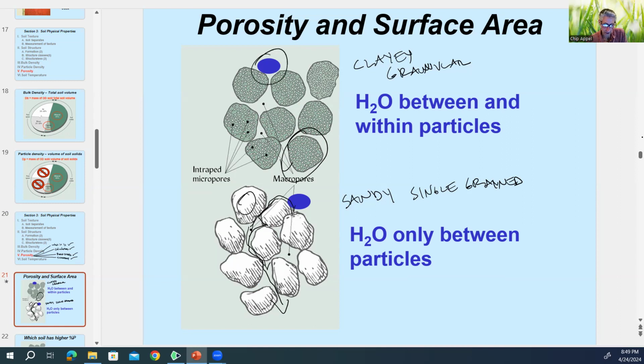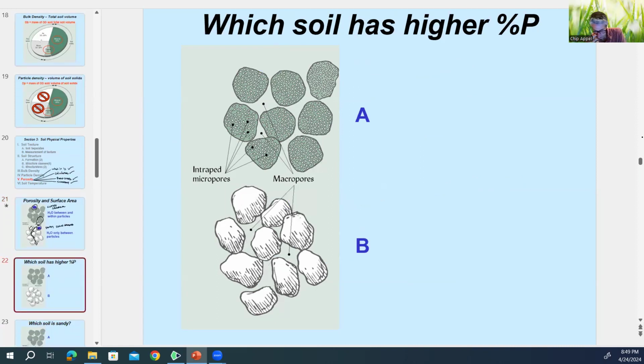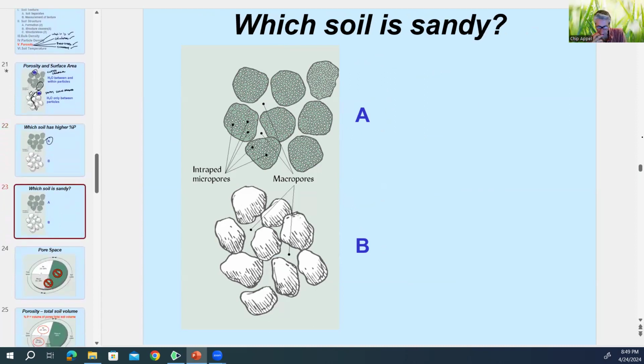So when water gets into these two soils, water in the clay granular soil can go between the granules, but it can also go inside, right? Whereas for the sandy soil that's single grain, the only place that water can go is in between the particles. And so if I ask you this question, which soil has a higher porosity? Of course, you're going to say soil A, the clay soil with granular structure. And then this one's super easy. But if I ask you this question, which soil has the sandy texture? It's, of course, that one right there, right?